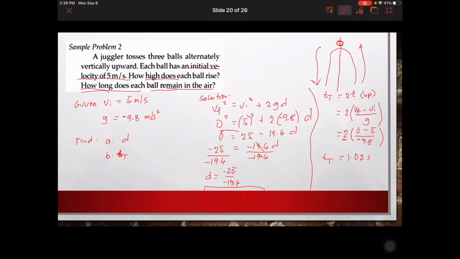So, the letter B, for the half, is equal to 1.02 divided by 2. Magkakaroon ka dito ng 0.51 seconds pataas. Pababa, 0.51 din siya. So, pag inadd natin, magkakaroon tayo ng 1.02 as the total time of flight.